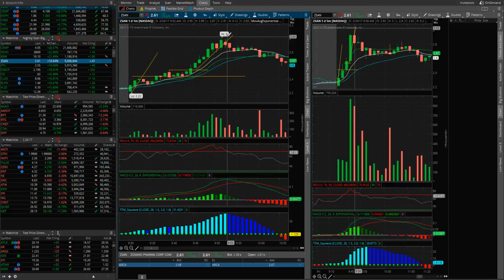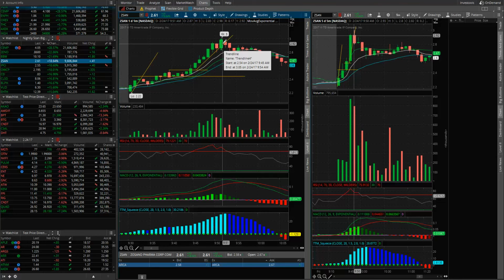Remember, whole numbers are psychological resistance barriers: $2, $2.50, $3, $3.50, $4. People tend to sell at whole numbers. So before $3, I would have sold. I'm looking to make 10, 20 cents. I'm not greedy. Once it breaks direction, look what's happening: the curl is beginning to take place on the MACD. That is a sign that it's time to get out. Once I see this starting to curl and you're getting right to that $3 mark, I'm probably selling my shares.